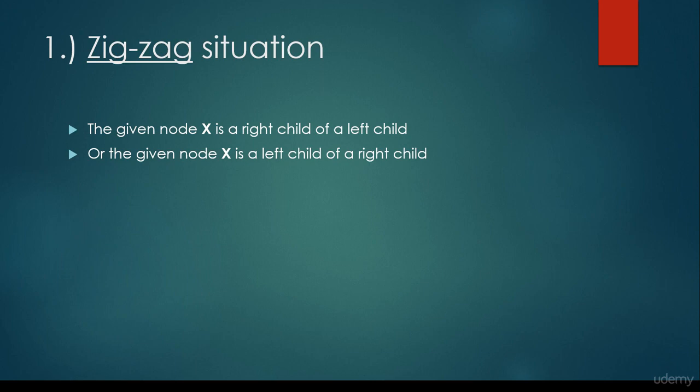What is the zig-zag situation? When the given node X we are looking for is a right child of a left child, or a given node X is a left child of a right child. It's very important that basically a tree-like structure, whether it's an AVL tree, a red-black tree, a binary search tree, is very symmetric. And this symmetry is the same for splay trees. It can be a right child of a left child, but it can be a left child of a right child. We have to make the same rotations. Okay, we are going to talk about the right child of a left child situation, but we have to do exactly the same in the opposite, so the left child of a right child situation.